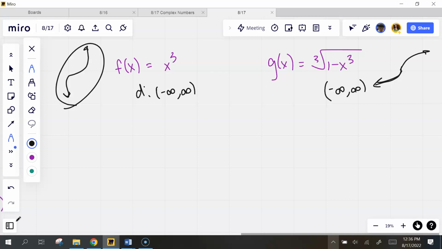But it's like a 3D. Is it like a 3D figure? What?